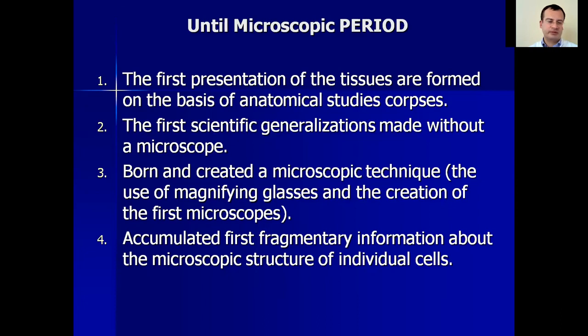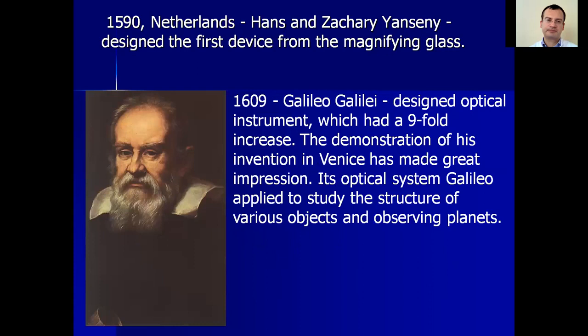The first period, before the microscope, is characterized in that the first presentations of the tissues were formed on the basis of anatomical studies of corpses. The first scientific generalizations were made without a microscope, born and created in microscopic techniques, with the use of a magnifying glass and the creation of the first microscope, accumulating the first fragmentary information about the microscopic structure of individual cells.